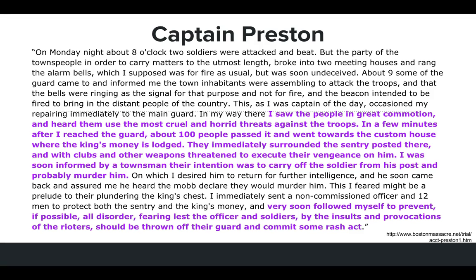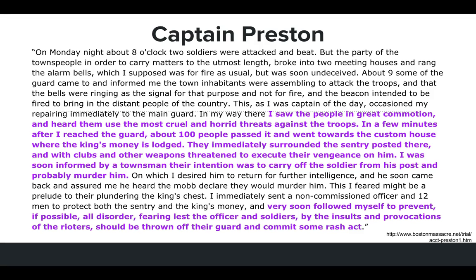It says, Captain Preston, I saw the people in great commotion. So we already know that he's there, right? He was there. I saw the people in great commotion and heard them use the most cruel and horrid threats against the troops. In a few minutes after I reached the guard, about 100 people passed it and went towards the custom house, where the king's money is lodged. They immediately surrounded the sentry posted there, and with clubs and other weapons threatened to execute their vengeance on him. I was soon informed by a townsman their intention was to carry off the soldier from his post and probably murder him.